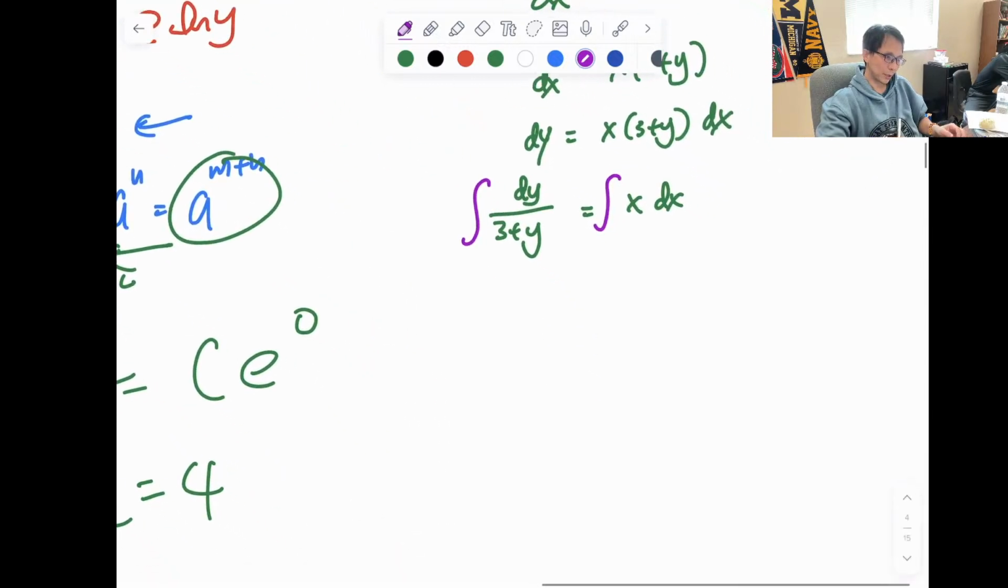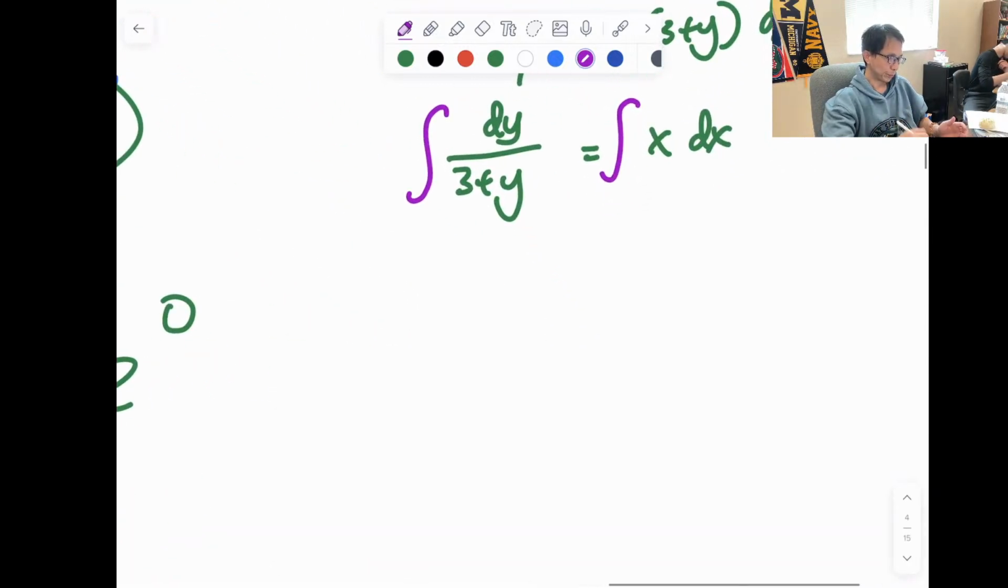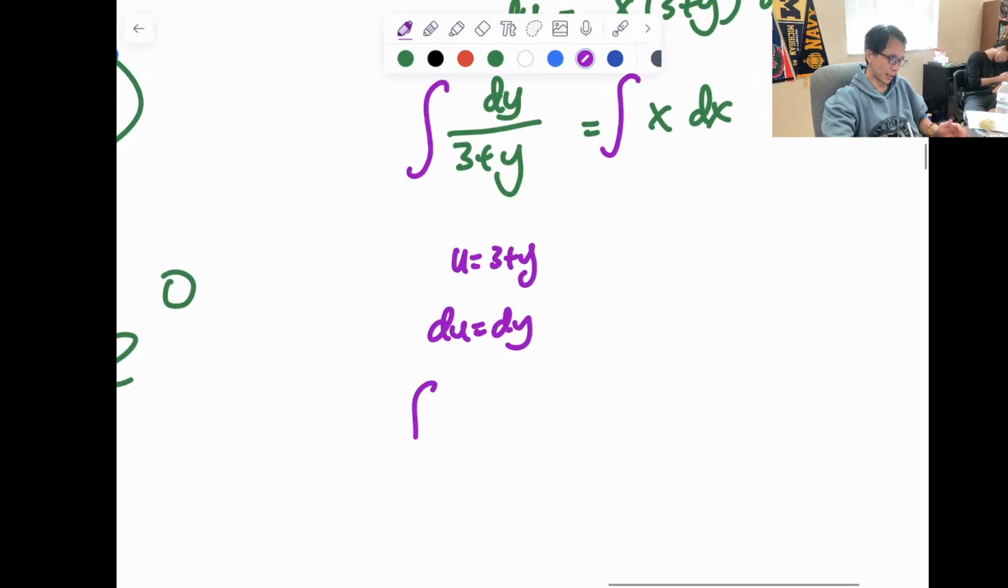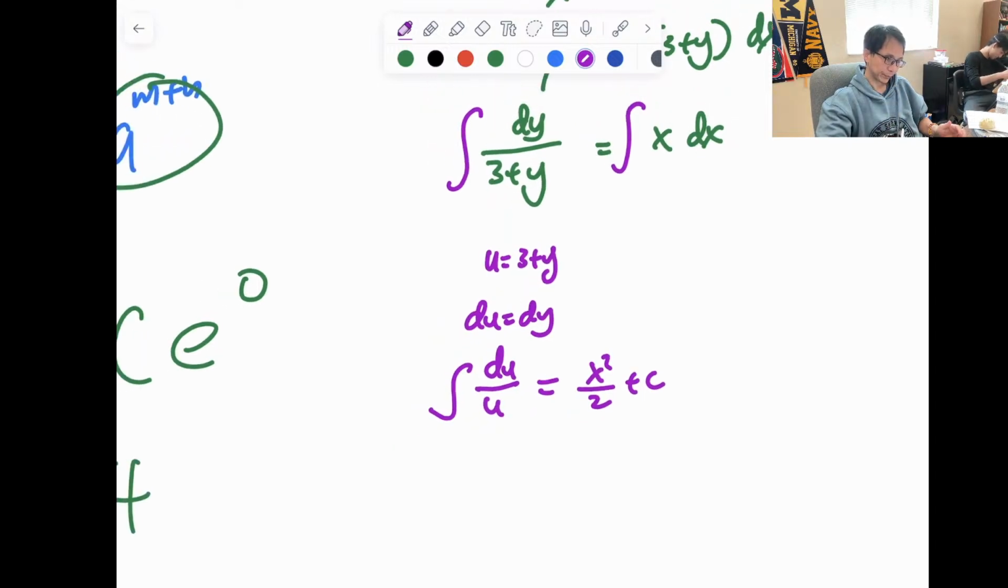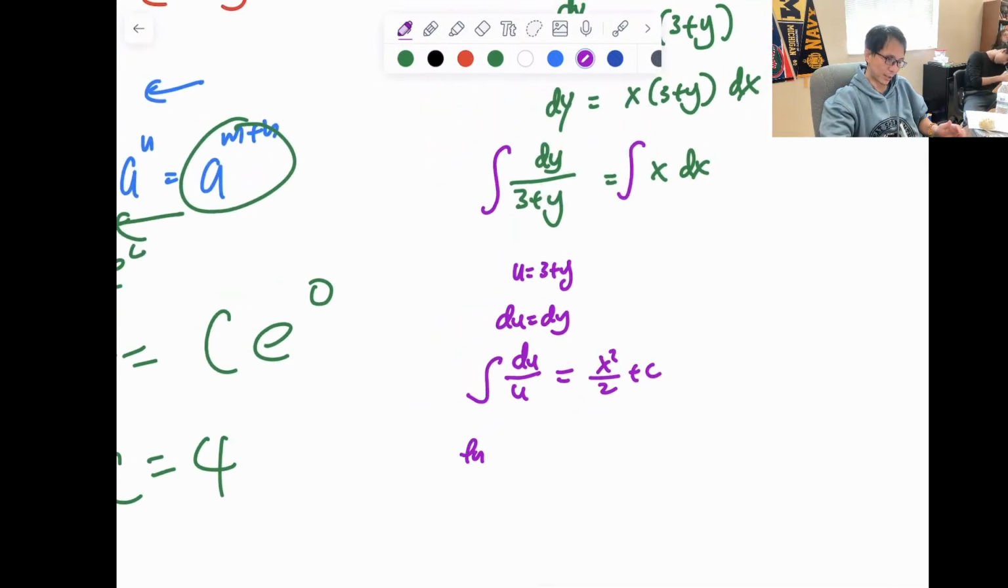So what can you do here? Well, use u-substitution. du equal to dy, which is that's going to be u over du, which is something that we know of, is equal to x squared over 2 plus c. And that's natural log of 3 plus y.